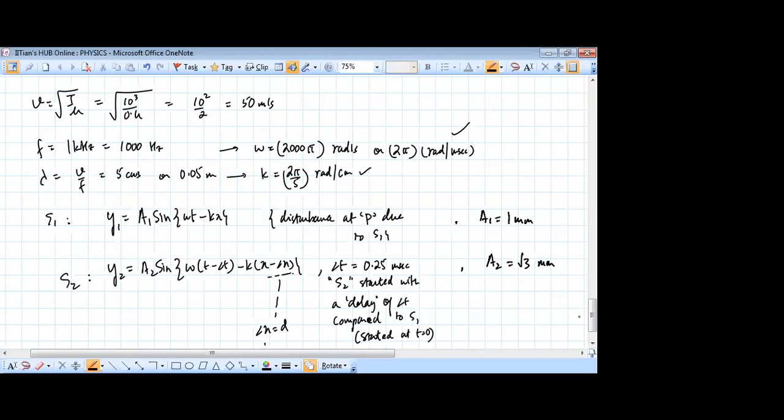Okay, so now if you compare the two wave equations, I hope these aspects are clear to all of you, because this is the critical thing over here. Why is it t minus delta t in comparison to t? Because this has started at t equal to 0, whereas this has started after a delay of delta t. So at some time t, this source has been oscillating only for t minus delta t, whereas this has been oscillating for t. Similarly, the wave from here has traveled x, but the wave from here has traveled only x minus d. So like that.